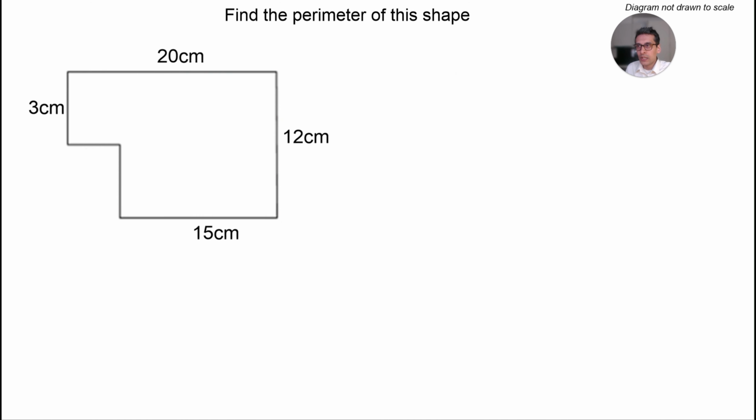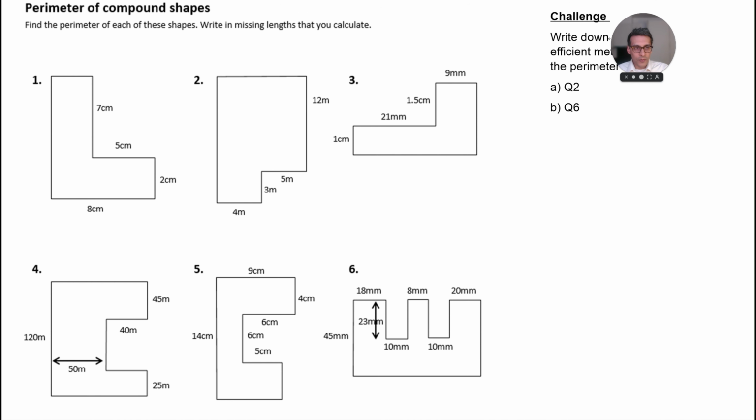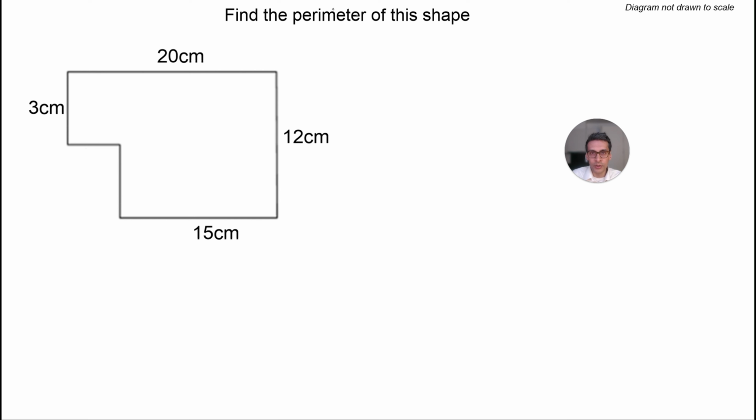Okay, so next one. See if you can do all of these questions. Work out the perimeter. And in order to work out the perimeter, you're going to need to work out any missing lengths. I'm going to give you one tip before you actually do this question, something that you may notice with these types of shapes.